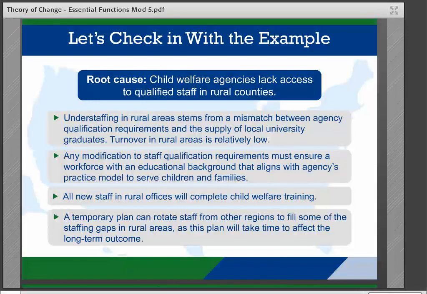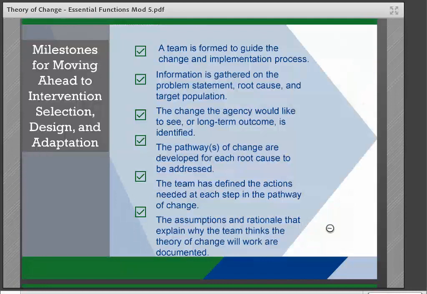The team has now completed the process of developing a theory of change and have set the stage for the next phase in the change and implementation process: intervention selection, design, and adaptation. Before moving to the next part of the change management process, it is a good idea for teams to assess whether the critical tasks for theory of change are complete, including: a team is formed to guide the change and implementation process. The information is gathered on the problem statement, root cause, and target population. The change the agency would like to see or long-term outcome is identified.